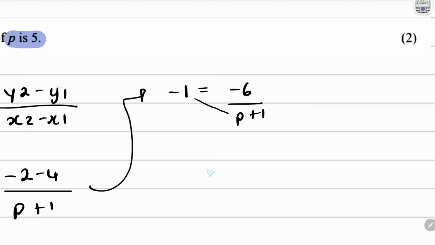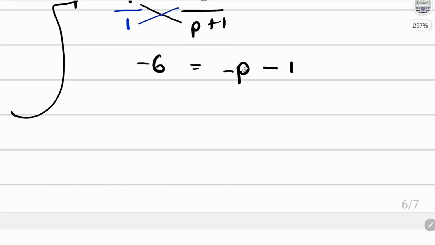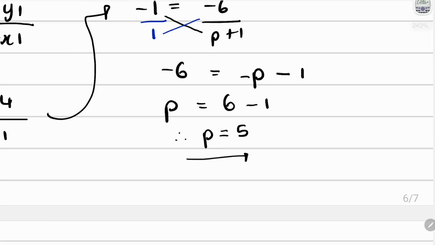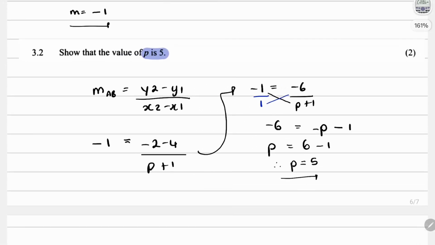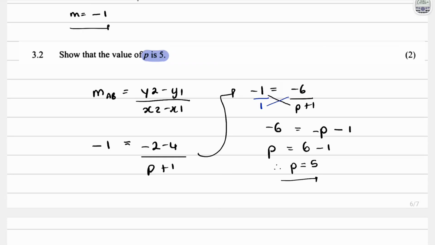Remember, -1 multiplies to P, giving you a negative P. -1 must also multiply to +1, giving you a -1. And then here you have a denominator of 1, and that multiplies with your -6, giving you a -6. And then we can take negative P over to make it positive. And then we'll take our -6 over to make that positive, and you still have a -1 here. So that's 6 minus 1, and therefore P is equal to 5. There we go. Because it's the only thing missing, we could actually use that to find it.